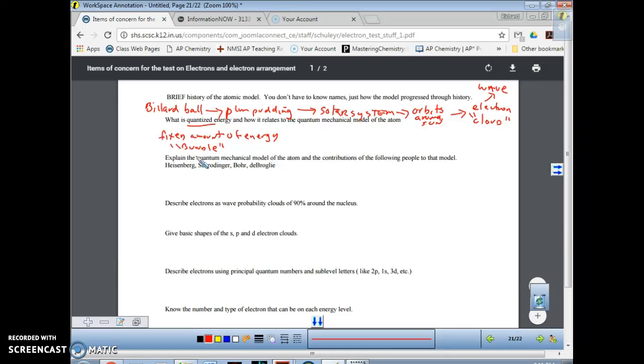Go ahead, Lizzie. And how do they get between them? How do they jump from one to the other? Those little bundles, right? Okay. So you have to have a fixed energy to be in an orbit. And then to move, you have to give or release quanta.